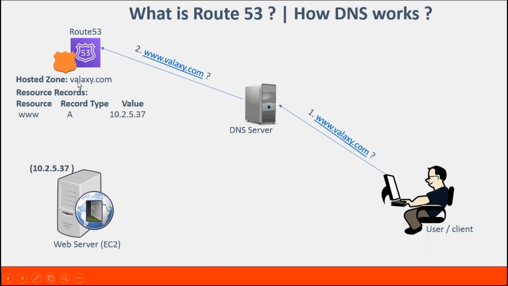So first it checks whether that zone is there or not. If the zone is there, then it checks for the resource information. In this, the www is called a resource name. So it checks for the resource name. Okay, the www resource is found. So www dot the hosted zone, www dot veloxy.com. The answer is so and so IP. That IP will be given as an answer back to the requester.